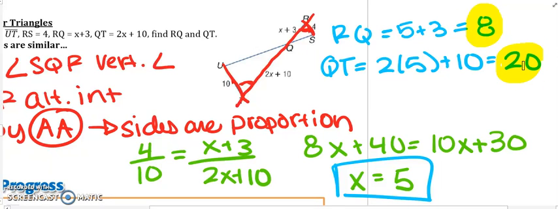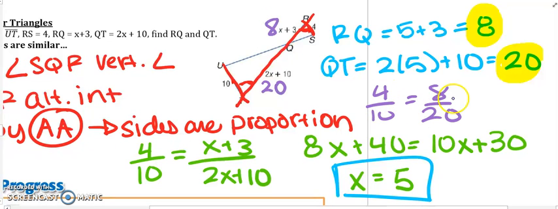But check and make sure it's proportional. So if this were 8 and if this were 20, does it work out with the 4 and 10? Yes, you can check both of those reduced to 10 over 4. So that's a good check method.